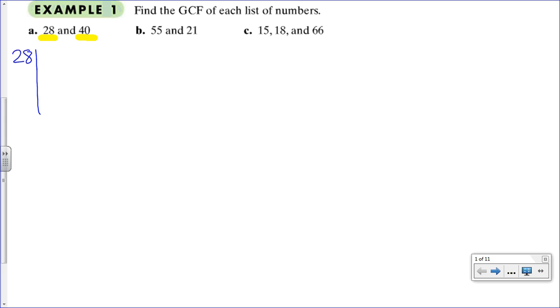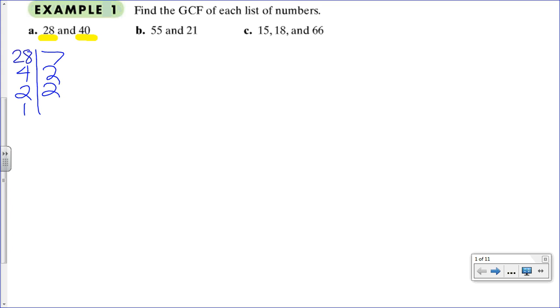So what can we divide 28 by? 7. And if we divide 28 by 7, we get what? 4. Okay, what can we divide 4 by? 2. So 4 divided by 2 is? 2. And what can we divide 2 by? Another 2. And then we get 1. So the idea here is that you stop once you get that 1.